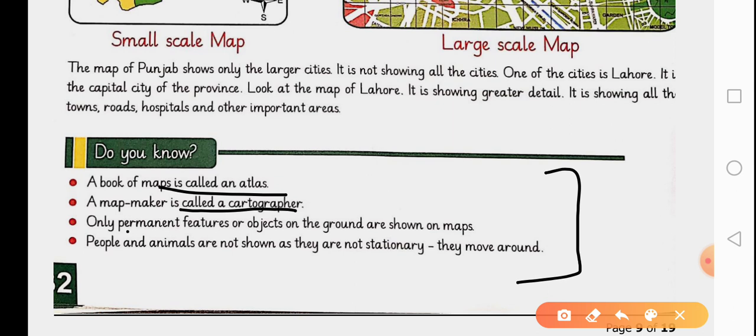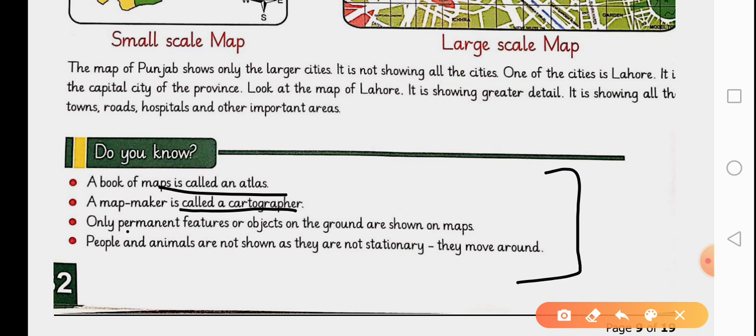Only permanent features or objects on the ground are shown on the maps. It's very important whenever you are making a map. For example, you want to make a map of your city or map of your street. Let us take a very simple example: you want to make a map of your street, and in your street a house is being built. Now when you are making that map, you will not show that house that is under construction. Why? Because that is temporary. Soon it is going to be completed and this sign will be erased from the map. Only permanent things will be added.